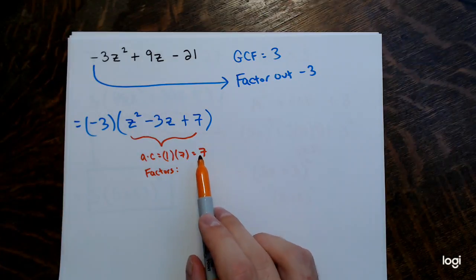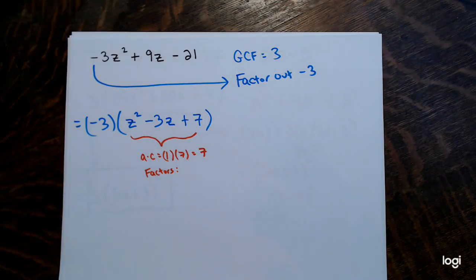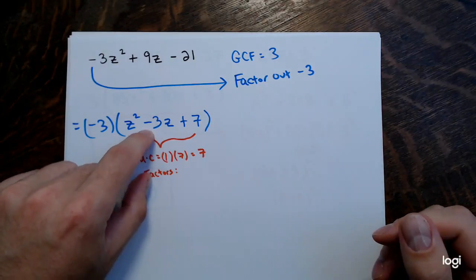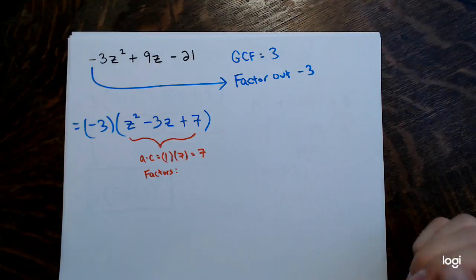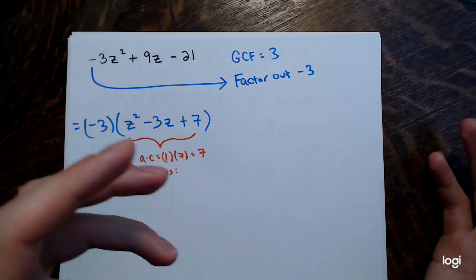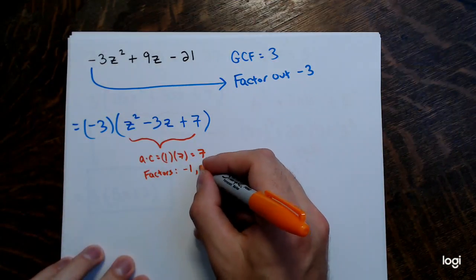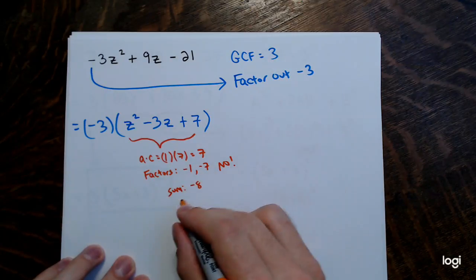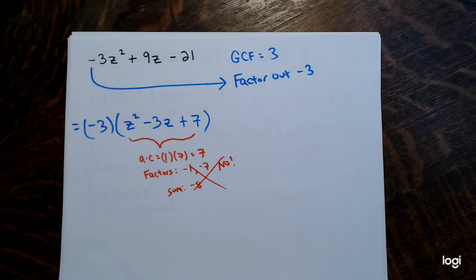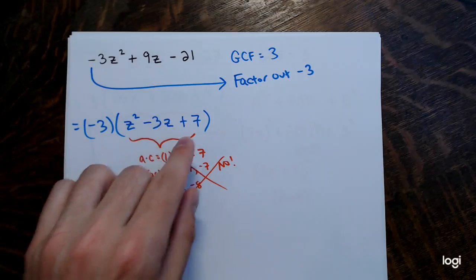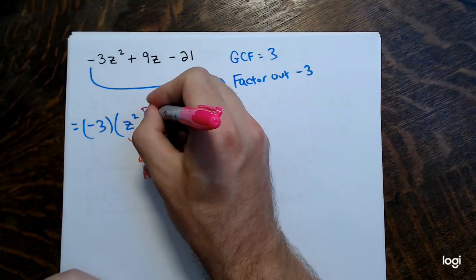Well, if they're factors of +7, sorry, +7, means they both have to be positive or both negative. And I want them to add up to -3, so they both need to be negative to have a negative sum. Let's see, the only factors of 7 are 1 and 7, so the only possibility here would be -1, -7, but that does not work, right? Those add up to -8. Right? Their sum's -8, and that's the only possibility. That's it. So that tells me that z squared minus 3z plus 7 is prime.